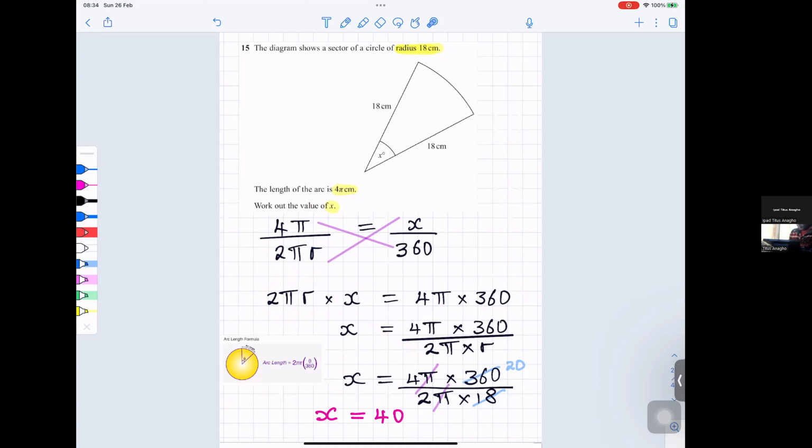So you simplify all of that, you get 40. The pi's would cancel. 36 divided by 18 is 2, and then you add that 0. So you got 360 divided by 18 is 20. And then 4 divided by 2 is 2, and the 2 times that 20, it gives you 40. So the angle x there is 40 degrees.